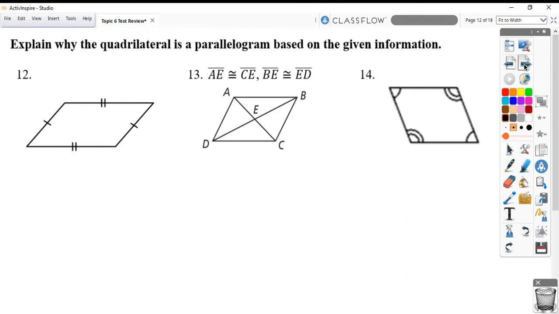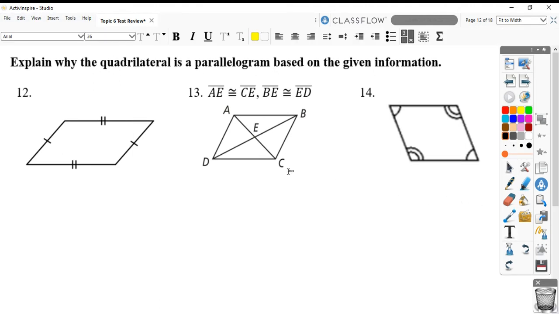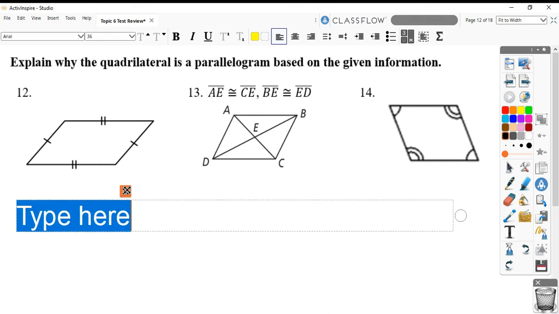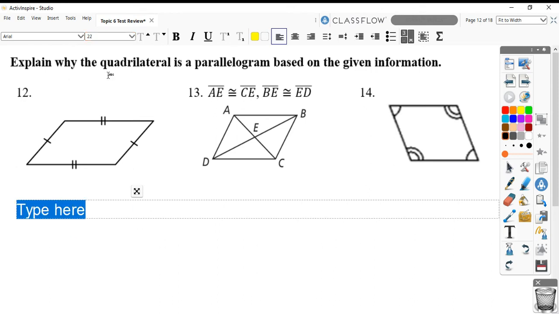Problem number 12. Explain why the quadrilateral is a parallelogram based on given information. Now, here's what this means. What this is asking is, what property of parallelograms is represented? How do we know from this picture that the shape is a parallelogram?